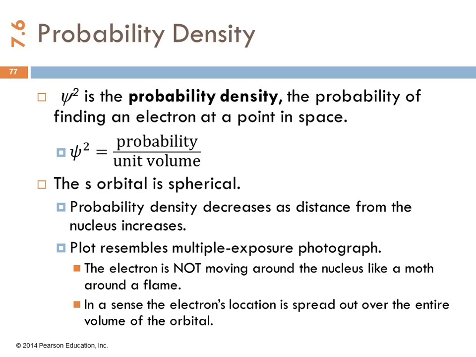As the distance gets bigger and bigger, the probability of finding the electron out there becomes less and less. When we graph this, the plot looks like a multiple exposure photograph. It's important to understand that, even though it looks this way, the electron is not moving around the nucleus like a moth around a flame. In a sense, the electron's location is spread out over the entire volume of the orbital because it is a wave, and so it's spread out all over.